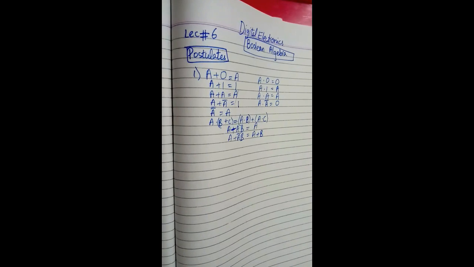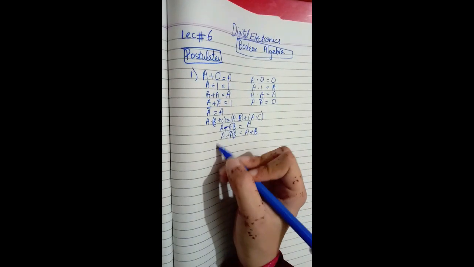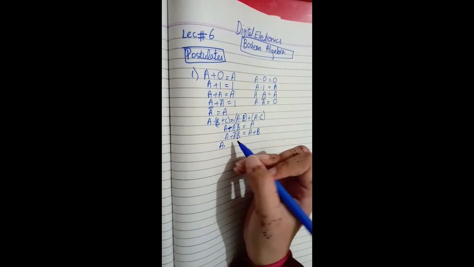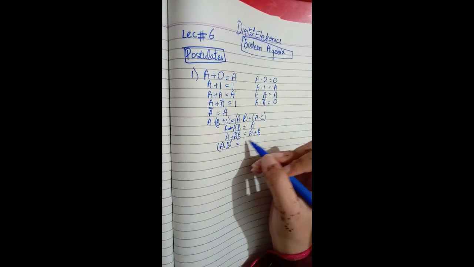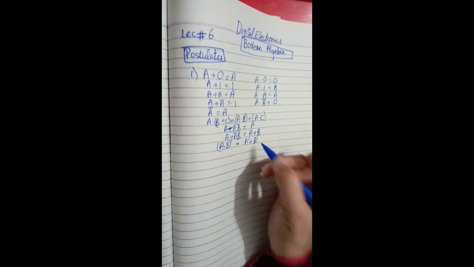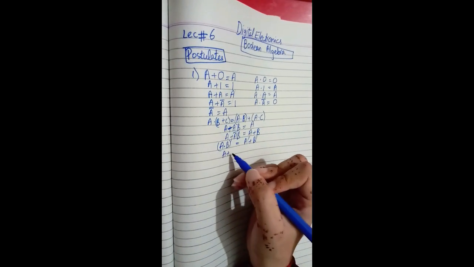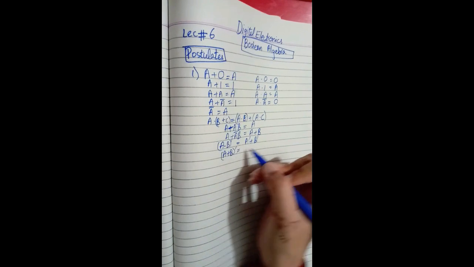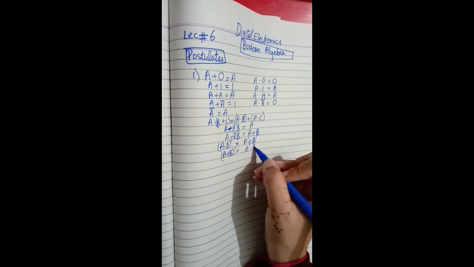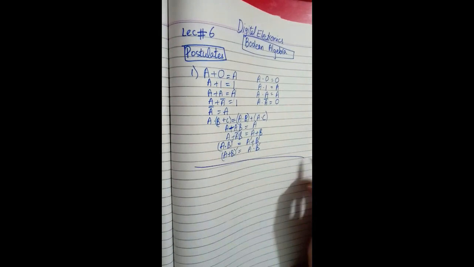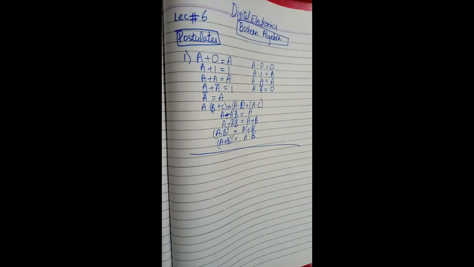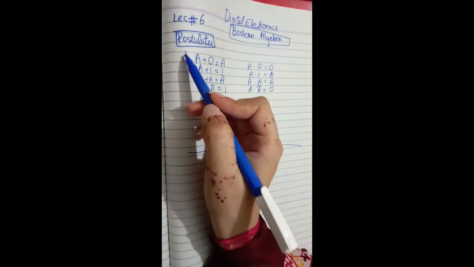The next postulate is (A dot B) whole prime is equal to A prime plus B prime, and (A plus B) whole prime is equal to A prime dot B prime. These are our postulates. We can prove them, as we will prove the first one.